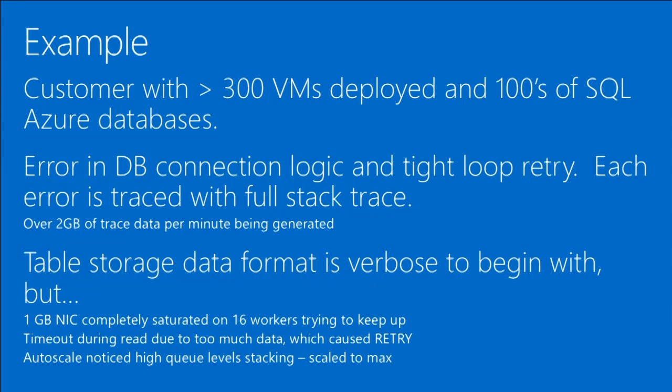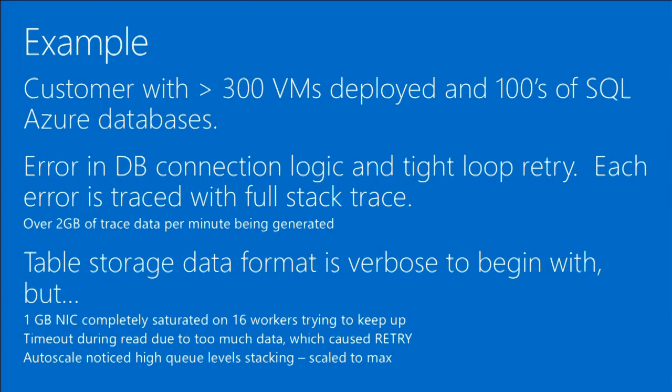We had 16 instances at one point trying to pull this data to index it. We completely saturated the NIC on the box. And we're looking at it and going, what are we going to do here? This is crazy. One tenant has completely consumed all of our services in a multi-tenant environment.